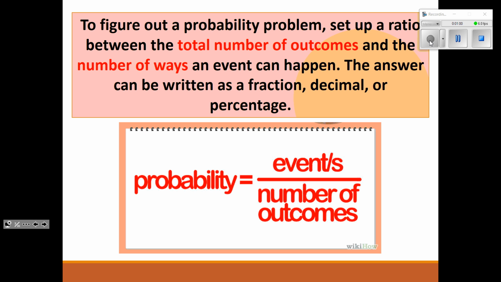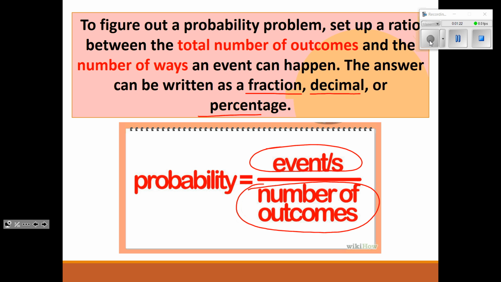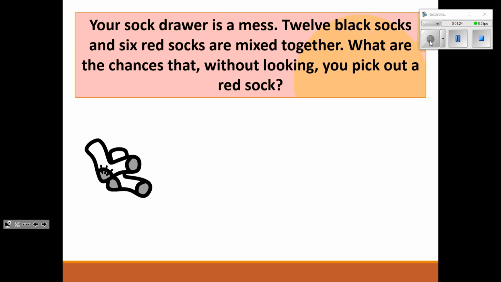So to figure out probability, we're going to set up a ratio. And this ratio is going to be the total number of outcomes on the bottom. And on the top, you're going to have the number of ways that the event can happen. We're going to show how this works. It is important to note that in probability, it can be written as a fraction, a decimal, or a percentage. So let's look at how this works.